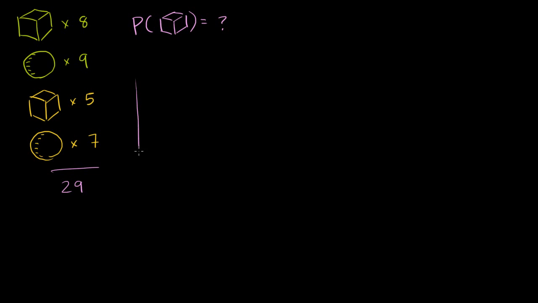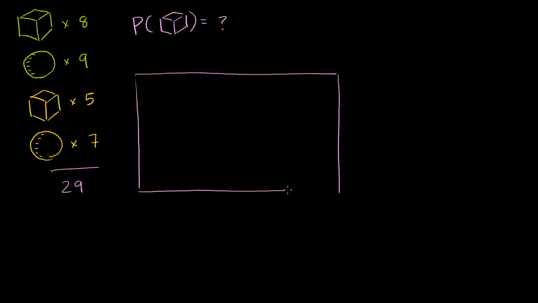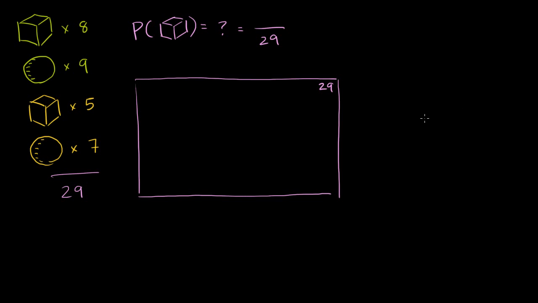So let's draw all of the possible objects. I'll represent it as this big area right over here. So these are all the possible objects. There are 29 possible objects. So there's 29 equal possibilities for the outcome of my experiment of seeing what pops out of that bag, assuming that it's equally likely for a cube or a sphere to pop out first.